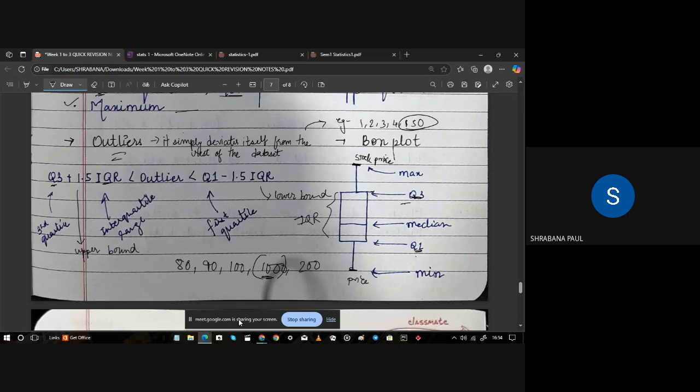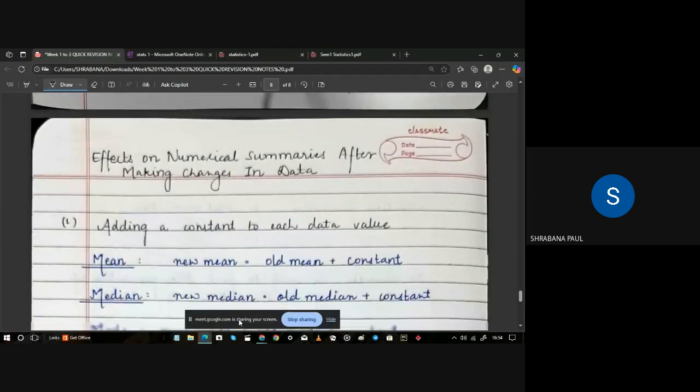ठीक है. तो आउटलायर्स अपर बाउंड को कैसे कंप्यूट करेंगे? Q3 प्लस 1.5 IQR. और लोअर बाउंड को कैसे कंप्यूट करेंगे? Q1 माइनस 1.5 IQR. So this is quartile.